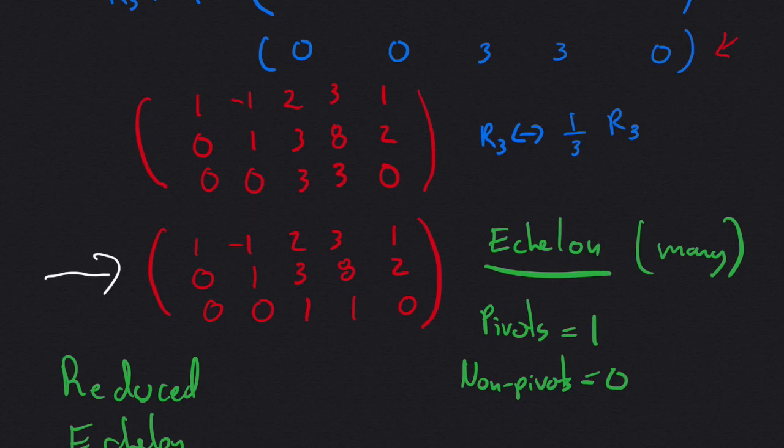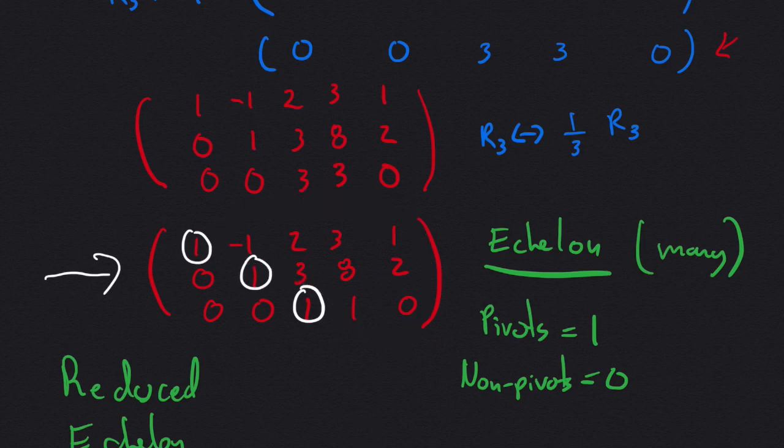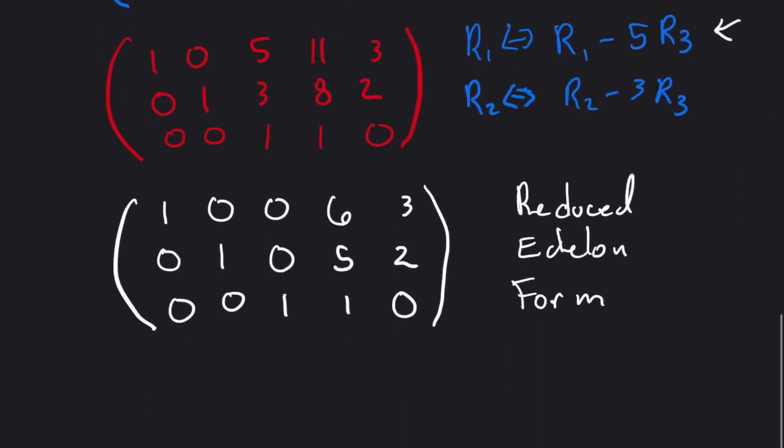You still will have the same pivots in the same places, but the other numbers, the rest of the numbers, might be different. That's why we say that there could be many echelon forms of your matrix, but there's only one reduced echelon form. No matter what you do, you will have that this is the final version of your echelon form.